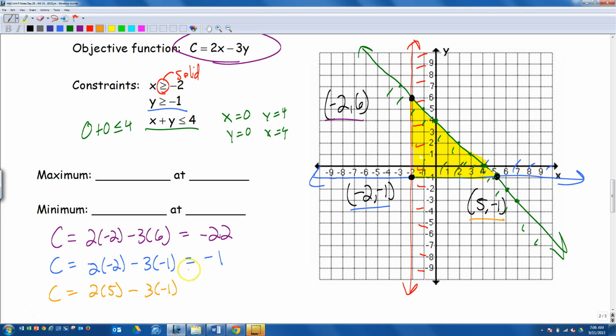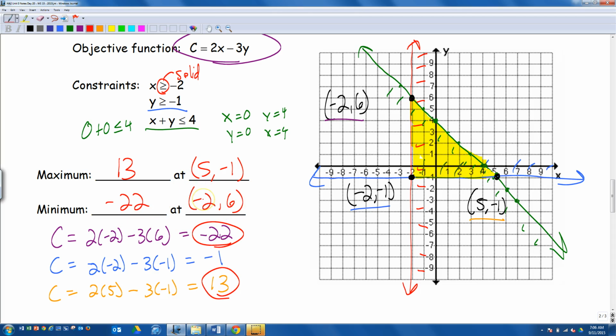10 minus a negative 3, so 10 plus 3 is 13. So we get these values, and the max clearly is 13. The min is clearly negative 22. So the maximum is 13. And again, we will have a max and min because it's bounded, so we don't have to worry about there not being anything. At 5, negative 1, the minimum is negative 22, and that's at negative 2, 6.